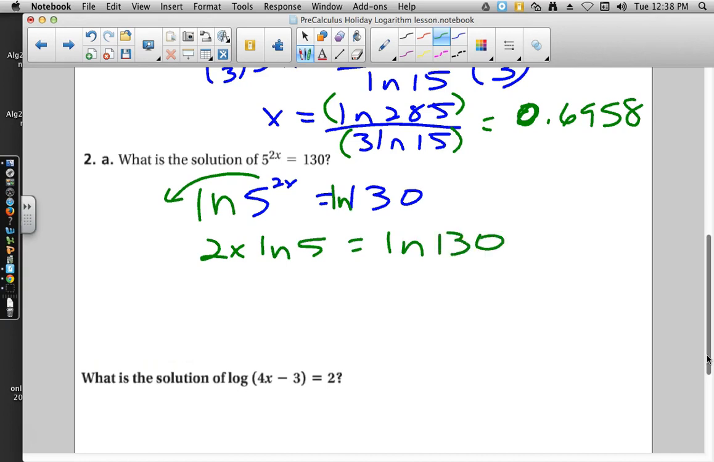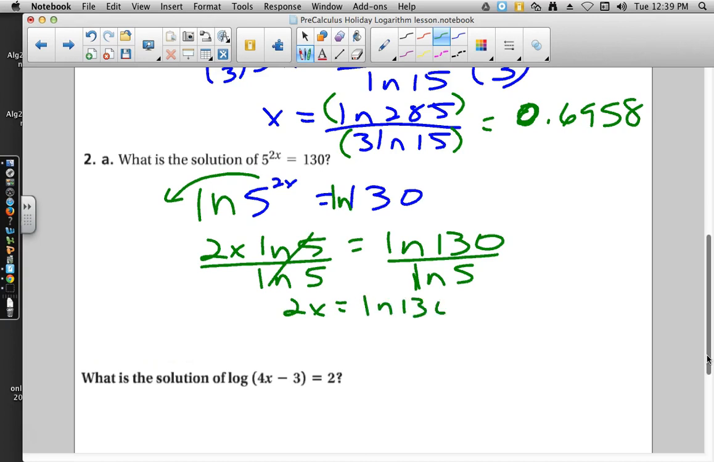So the next thing we would do, just like in the last problem, is divide both sides by the natural log of 5. You might be wondering why I'm doing 2 of these, but this is really a very large concept for what we're going to do later on in this chapter. So now these are going to cancel out, and we get 2x equals the natural log of 130 divided by the natural log of 5.